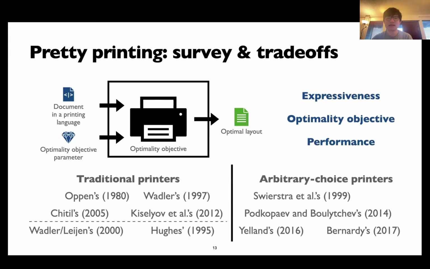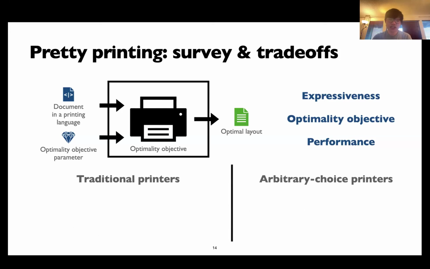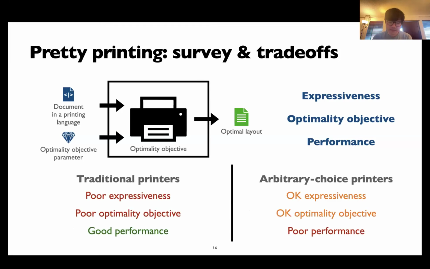And their characteristics are as follows. The traditional printers have relatively poor expressiveness, a relatively poor optimality objective, but really good performance. On the other hand, the arbitrary choice printers have okay expressiveness, an okay optimality objective, but poor performance.